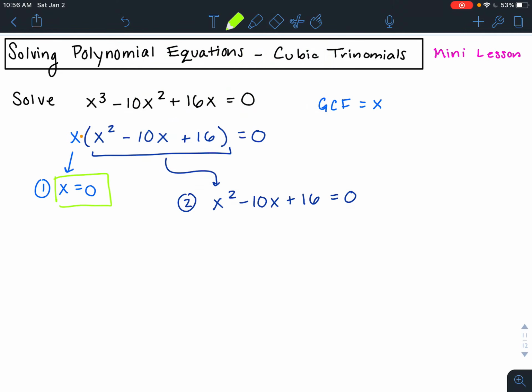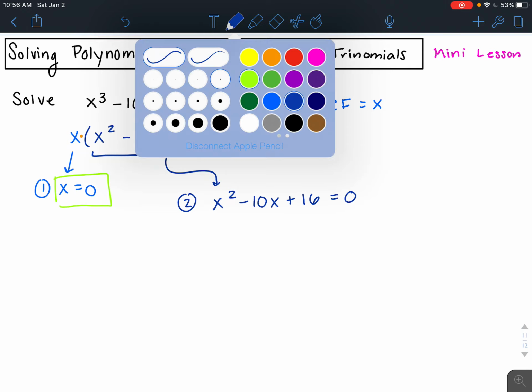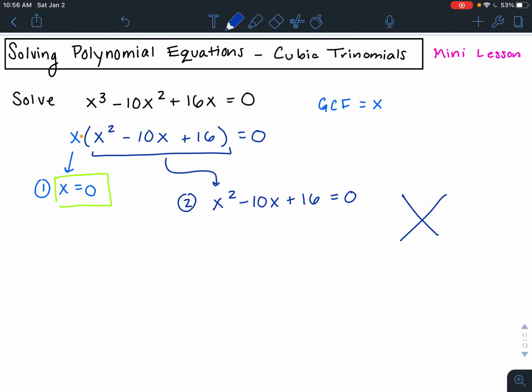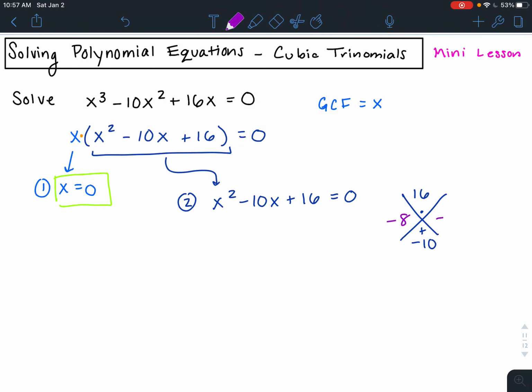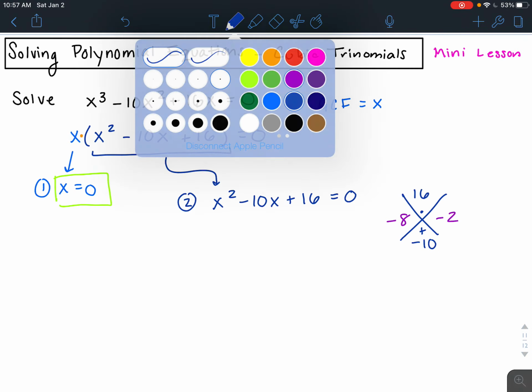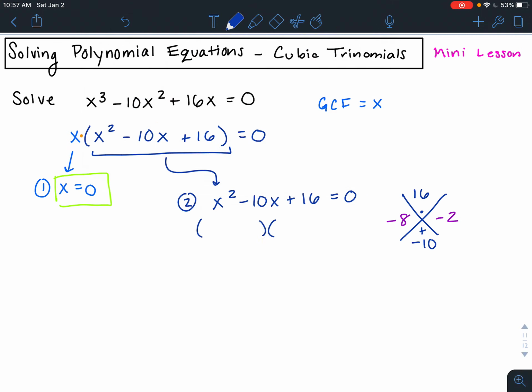So the first one, x equals 0, well, x is equal to 0. That's one of our solutions, so we're all done. In the second one, we need to factor. I like to use this big X thing to help me organize my thoughts with factoring. So I need numbers that multiply to 16 but add to negative 10. The two numbers that'll do that for me are negative 8 and negative 2.